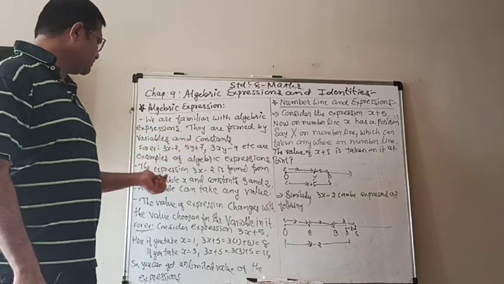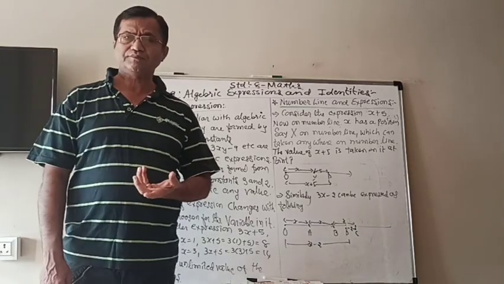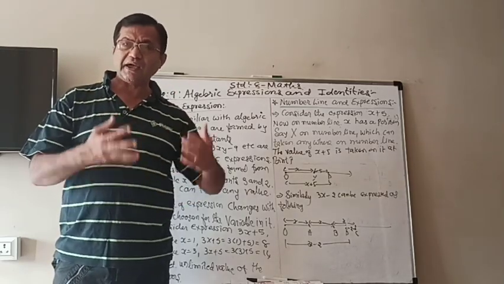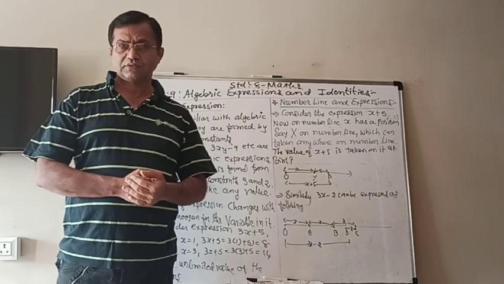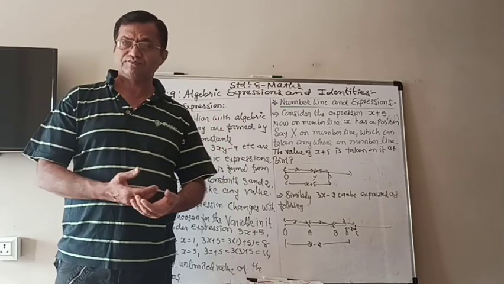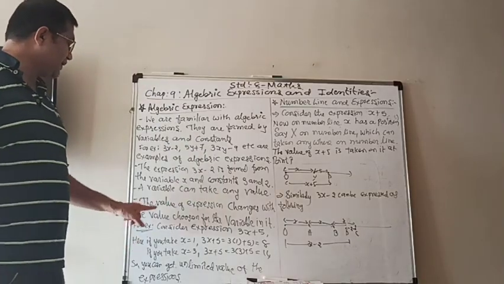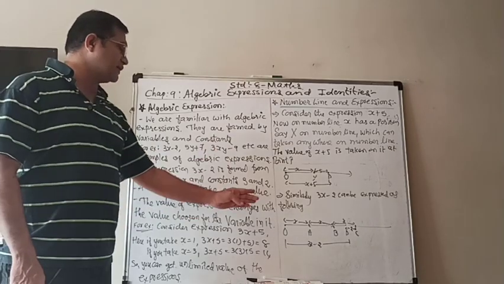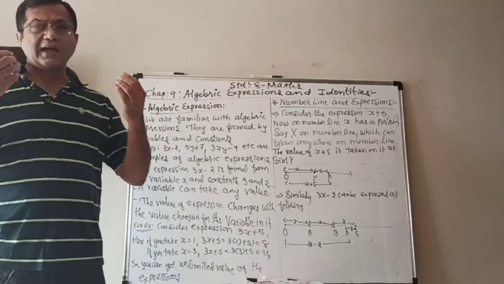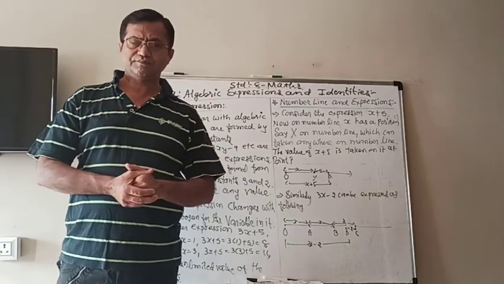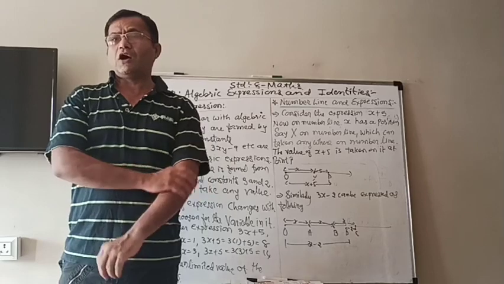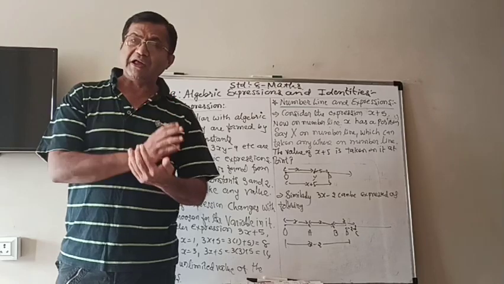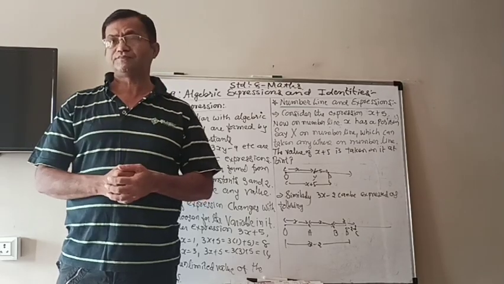Now, we know that the variable can take any value. And therefore, the expressions also can have different values according to the value that we choose for the variable. So the value of an expression changes with the value chosen for the variable in it. If you want to find the value of any expression, it depends on the value of the variable that we choose.